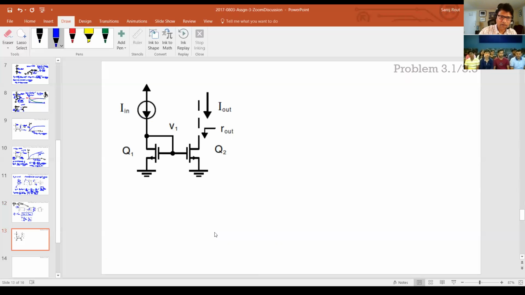Because the mirror, the only thing it can do is if you give it a source, it'll mirror it. It cannot create a current source. So in order to create it, we need a different circuit. So don't worry about that right now.